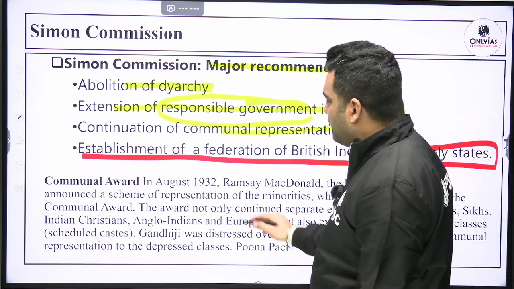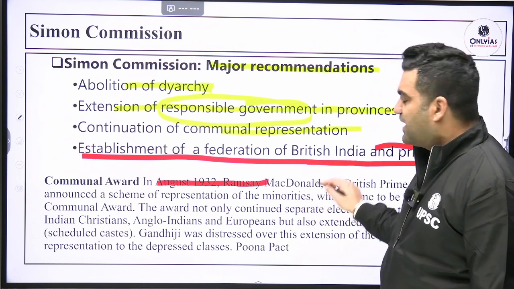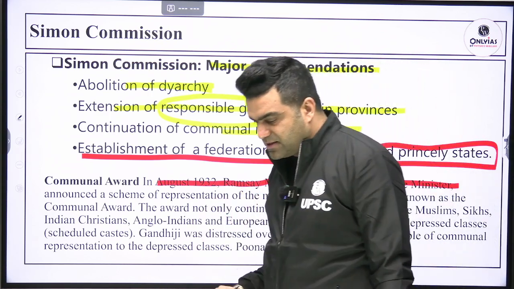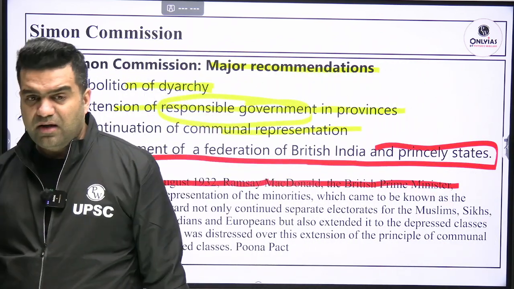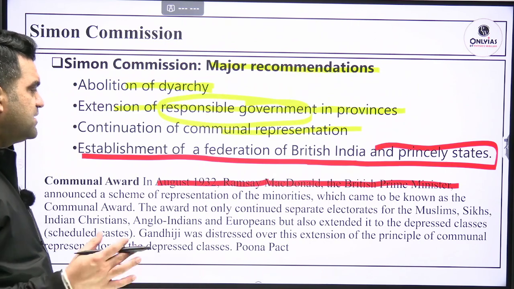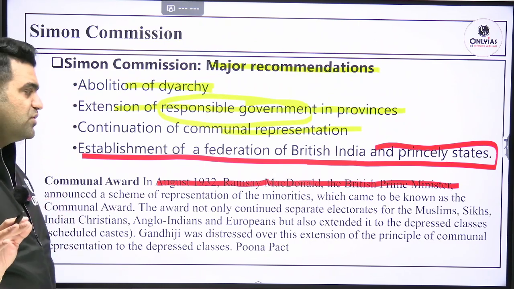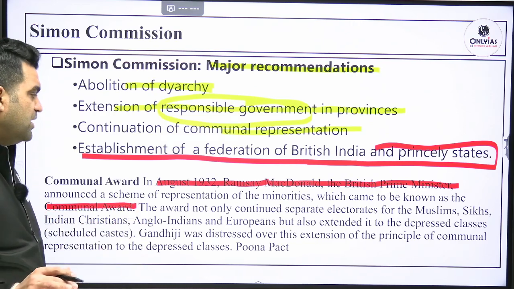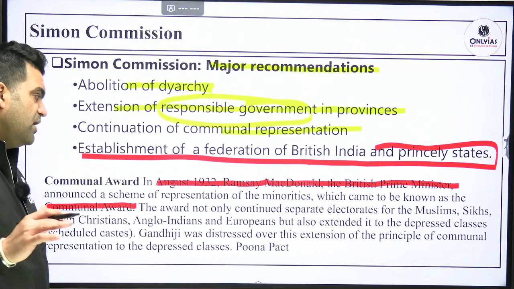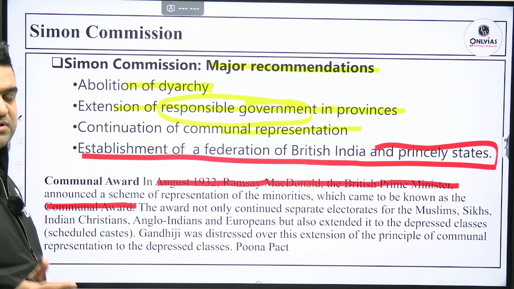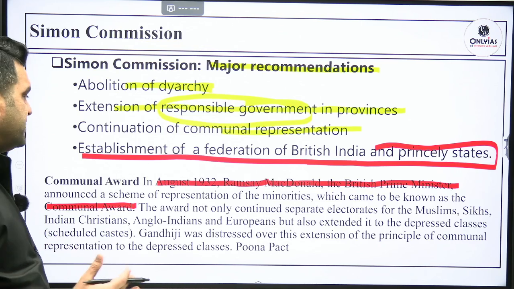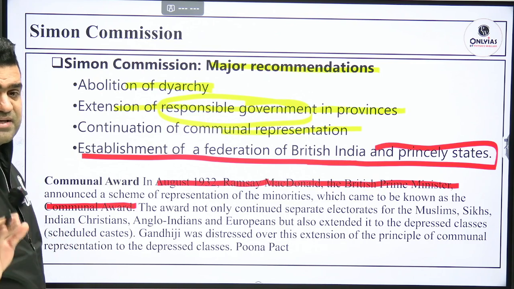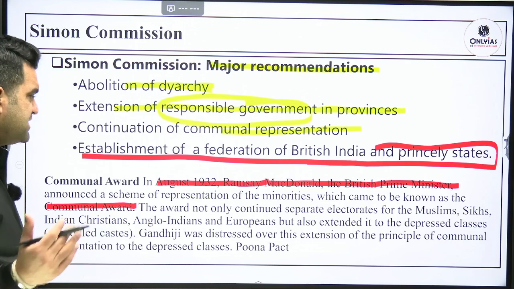Now, communal award in August 1932. Ramsay MacDonald, the then British Prime Minister, introduced divisive tactics for oppressed classes also, for the minorities also, which came to be known as communal award. The award not only continued separate electorates for Muslims, Sikhs, Indian Christians, Europeans and Anglo-Indians, but also extended it to the depressed classes. Okay, SCs, STs.